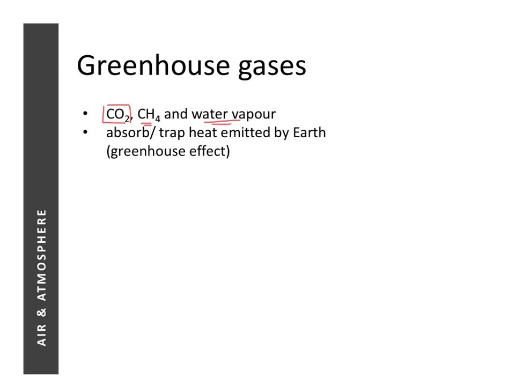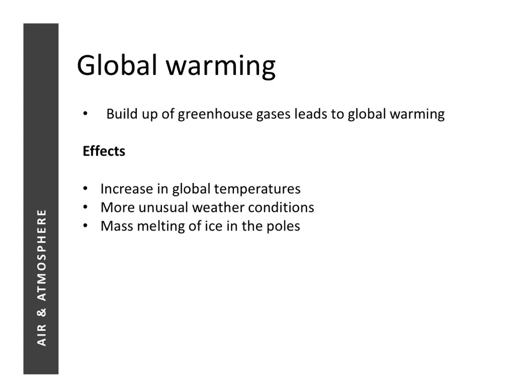Now these three gases can absorb infrared radiation, which is heat that's emitted by the earth. And when we have a lot of these gases in the atmosphere, it will retain the heat, resulting in an increase in the global temperature, which is called your greenhouse effect or global warming. Once again, the build-up of greenhouse gases would lead to an increase in the global temperatures, or a phenomenon known as global warming, which can have other severe effects like unusual weather conditions, mass melting of ice in the poles.